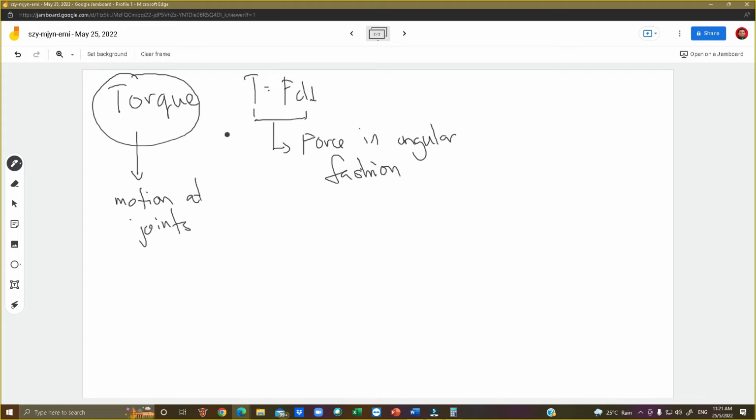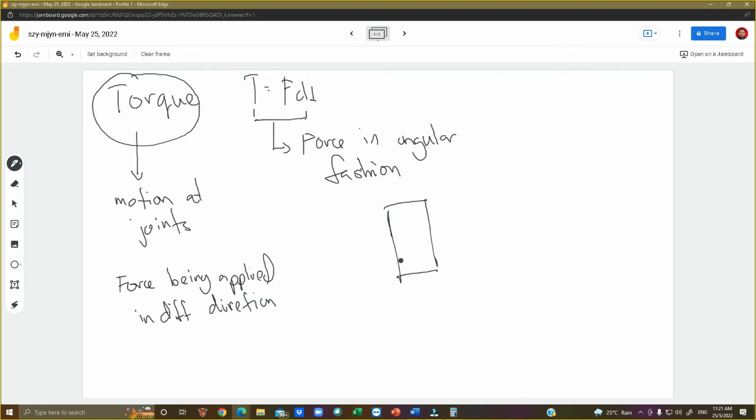Lagi satu, bila kita nak faham torque ni, torque is actually force being applied in different directions. Let's say we have a book and we apply force. It will cause the book to skew. Yet this curved movement is still linear movement. To be exact, it is known as curvilinear.